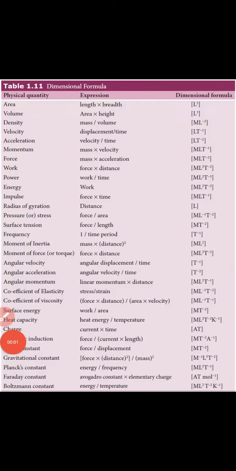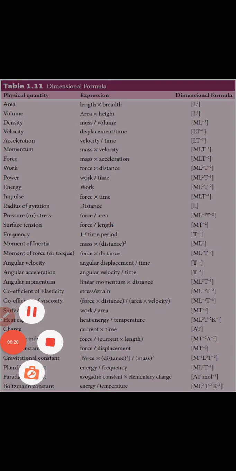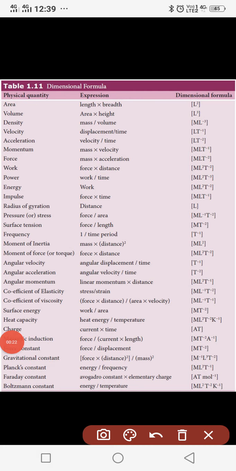Hello everyone. Today we will discuss dimensional formulas, that is, how to write the dimensional formula for a particular quantity. So let us start with a simple term, that is area. But before writing any dimensional formula, you should know that a dimensional formula is always written in terms of fundamental quantities, that is mass, length and time.